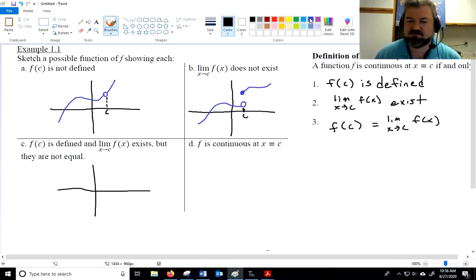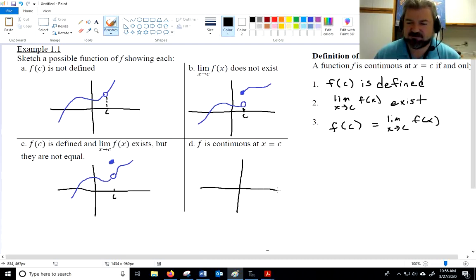This time we're going to have f of c defined. We're going to have the limit exist, but they're not going to be equal. So the way I think that would look would be like that. But at c, we have this one point up here. So this function is not continuous at c because the function value definitely exists. It's this filled in circle up here. The limit exists. It's actually this open hole here because it's approaching that value from the left and right. But because they're not the same, that function's not continuous at c.